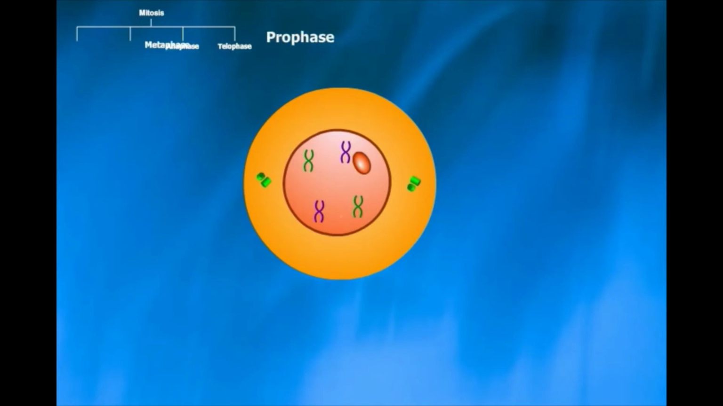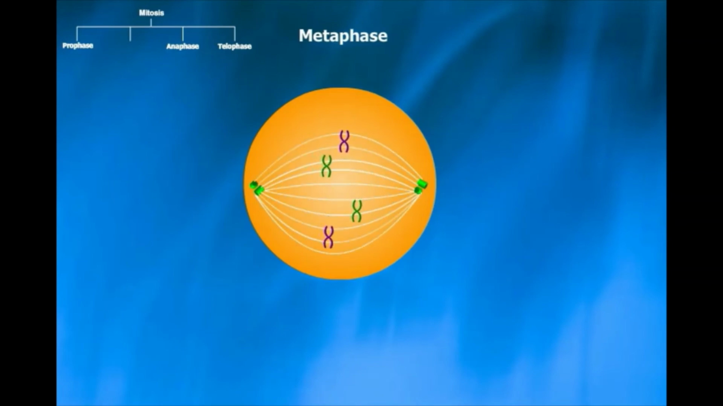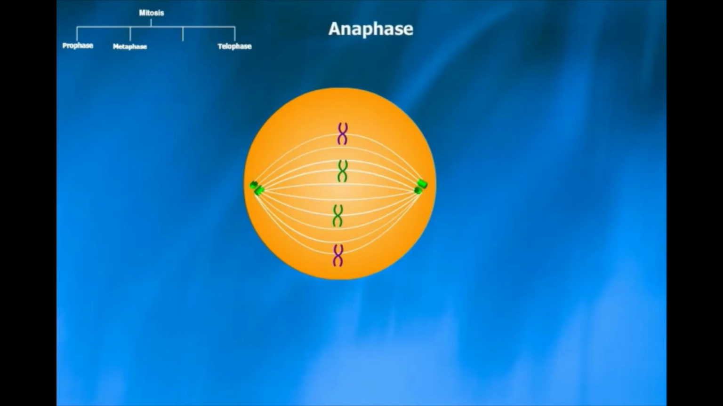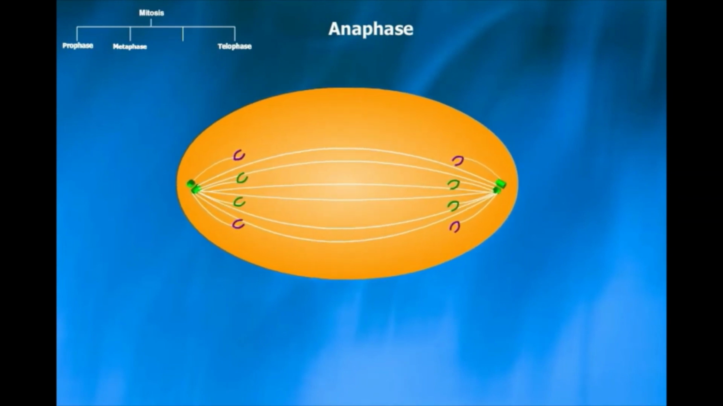This phase is followed by metaphase, during which the nuclear envelope disintegrates and the spindle fibers formed from the centrioles attach to the kinetochores of the chromosomes. The chromosomes are pulled towards the center of the cell or the equatorial plane. Let's move on to the next stage, which is anaphase. In this stage, the centromeres split, and as a result, the chromosomes are split into 2 sister chromatids. Now the chromatids are pulled towards the opposite poles.